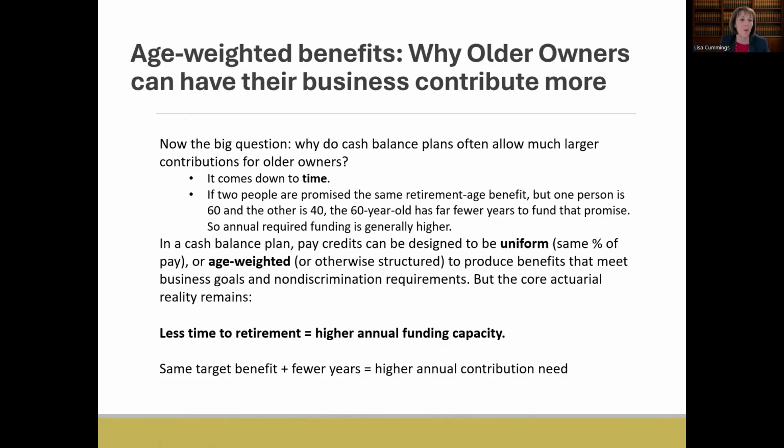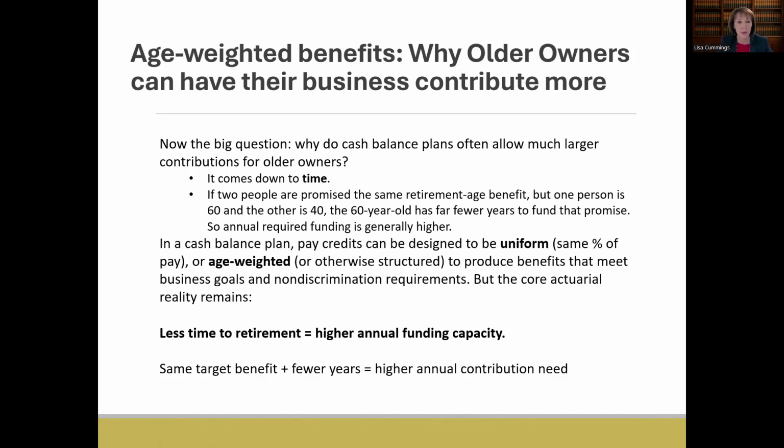Age-weighted benefits. Why older employers can have their business contribute more. Now the big question, why do cash balance plans often allow much larger contributions for older employers? It comes down to time. If two people are promised the same retirement age benefit, but one person is 60 and the other is 40, the 60-year-old has far fewer years to fund that promise. So annual required funding for the 60-year-old in this example is generally higher.